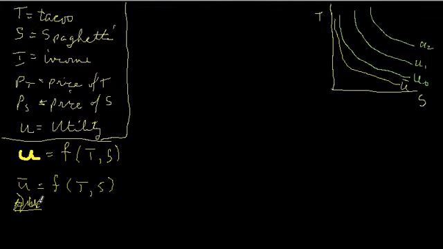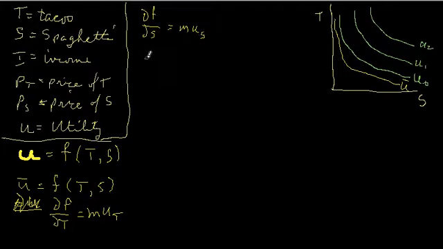Let's write it a little bit differently. So it'll be the change in F with respect to T, which is what's called the marginal utility of tacos. We can go up here and show you the partial derivative of F with respect to S. That's the marginal utility of spaghetti. It's the extra utility you get when you have a very small increase in the quantity of spaghetti.